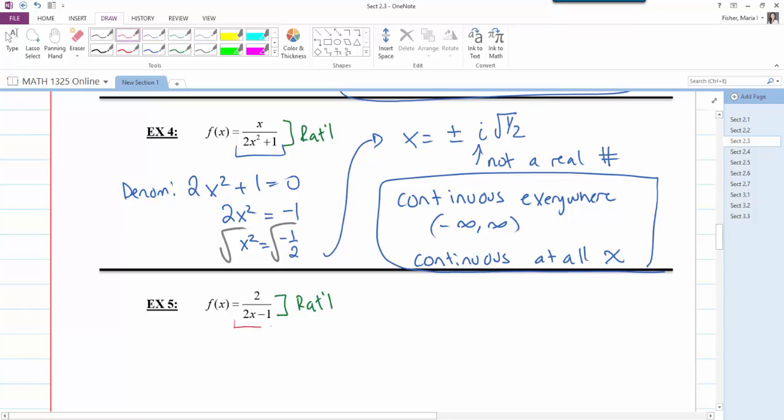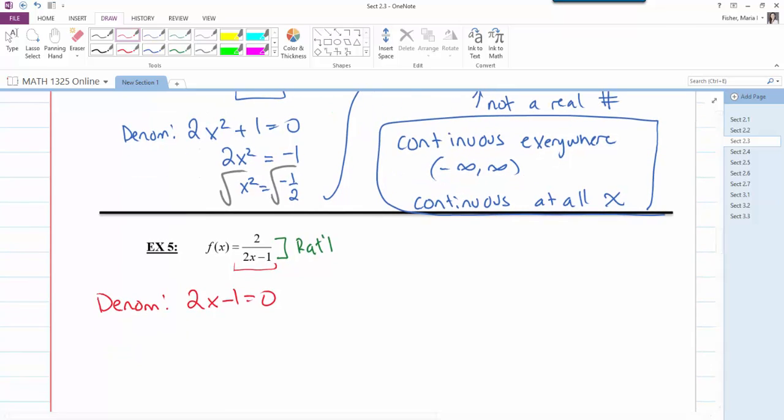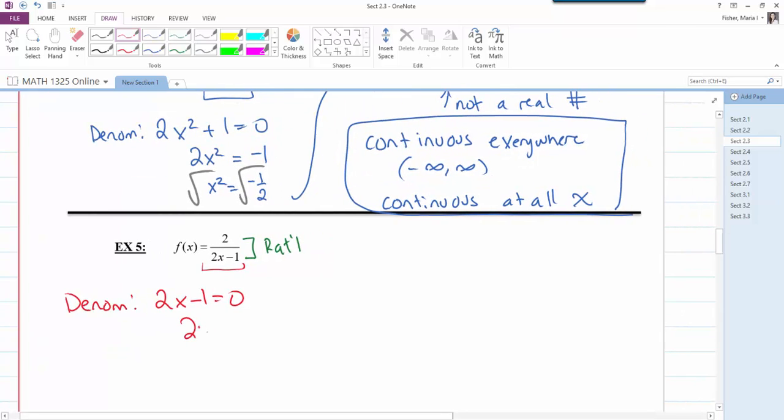Let's look at example 5. Example 5, same thing, it's rational. We set that denominator, in this case 2x minus 1, equal to 0, and we solve for x. Add 1 to both sides and we get 2x is equal to 1. Divide both sides by 2 and we get x is equal to 1/2. 1/2 is a real number.